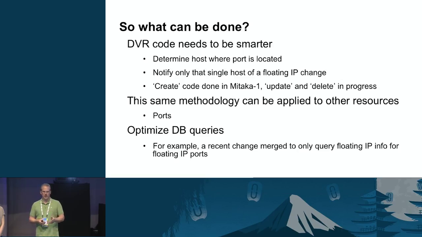So there was a change made actually just a couple of weeks ago in early Mitaka that changed the floating IP create code to do that. Instead of putting it on the L3 fan out queue, it sends it directly to that one compute node, to that one L3 agent. We also have patches in flight for the update and delete paths that hopefully will be done in the next couple of weeks.